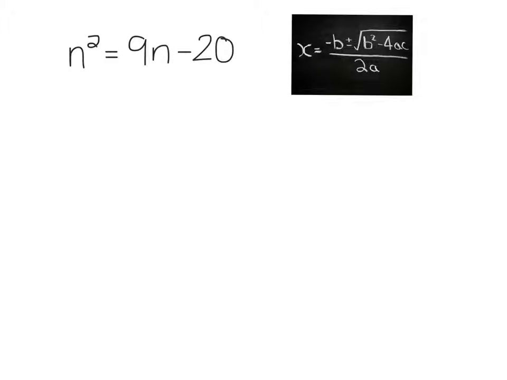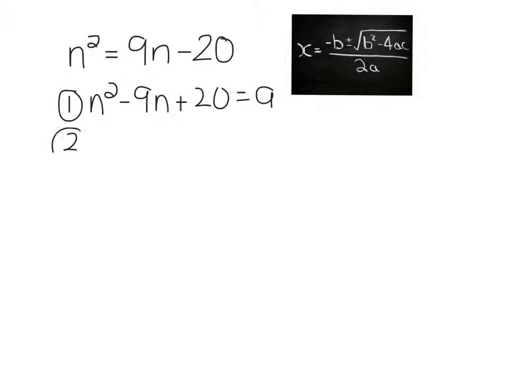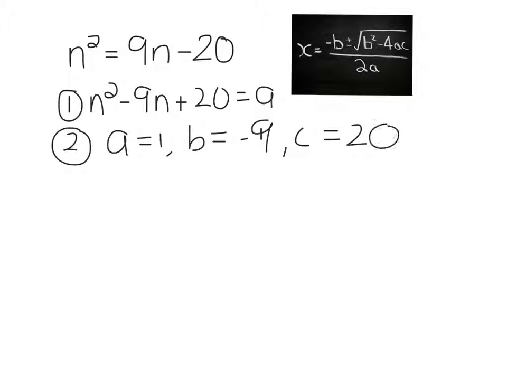To solve this equation using the quadratic formula, the first step we're going to take is to write it in general form, and that would be n squared minus 9n plus 20 is equal to 0. Now before we plug it into our quadratic formula, we're going to figure out the values of a, b, and c. A is equal to 1, b is equal to negative 9, and c is equal to 20.